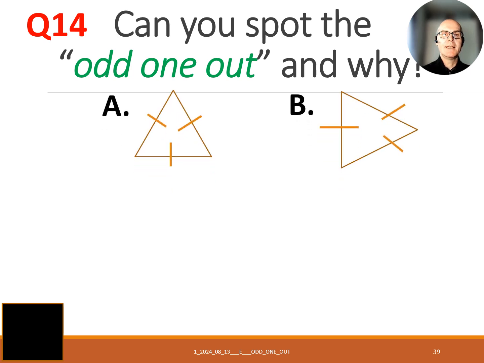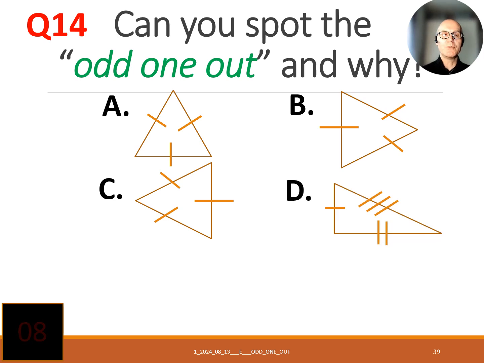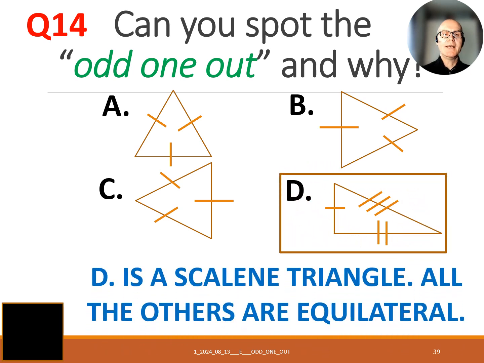Question 14. These four triangles. What was the odd one out from these four triangles? The odd one out here was triangle D, and that is because it is a scalene triangle and all the other three are equilaterals. Equilateral identified by 3 single lines of the same length, whereas a scalene triangle had 3 sides all different length.